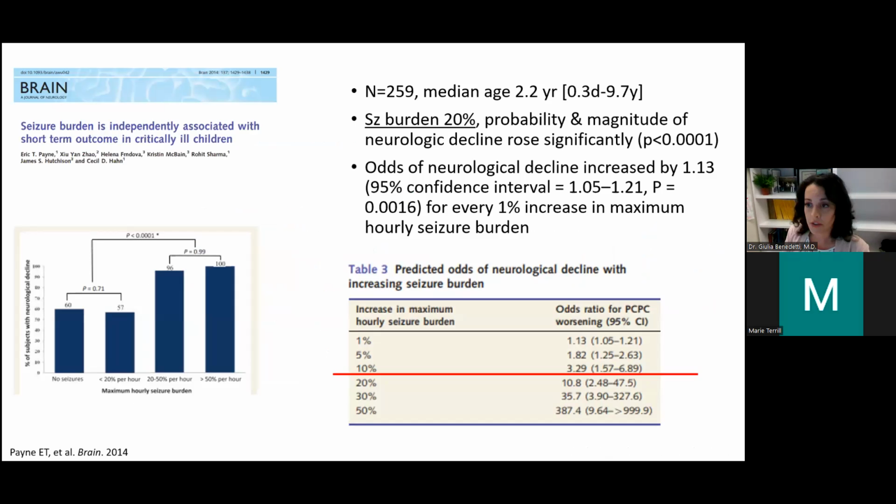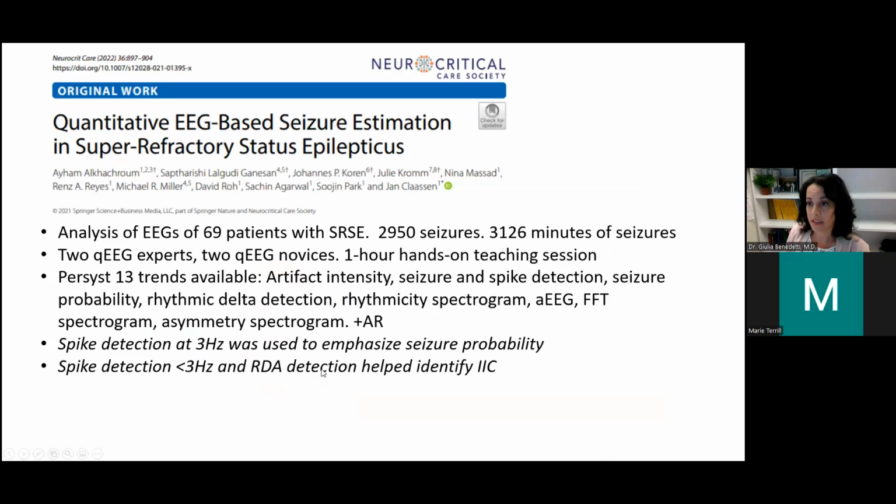So this study looked at over 250 patients and assessed seizure burden and how it related to neurologic outcome and neurologic decline, and they controlled for many different factors. And so what they found was that a seizure burden greater than 20% was associated with neurologic decline. And so that was kind of the cutoff that we are using now. And the way that's changed our clinical practice is we get a little bit more aggressive when that seizure burden crosses 20%, because then we're worried about the seizures themselves causing additional injury to an already stressed out brain.